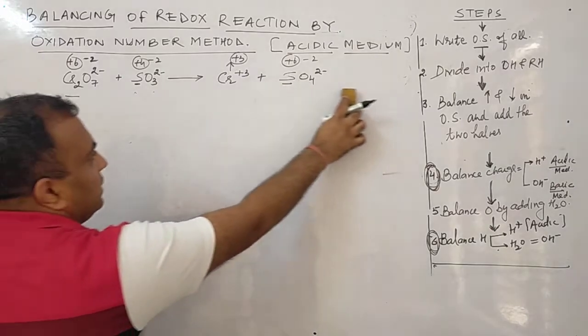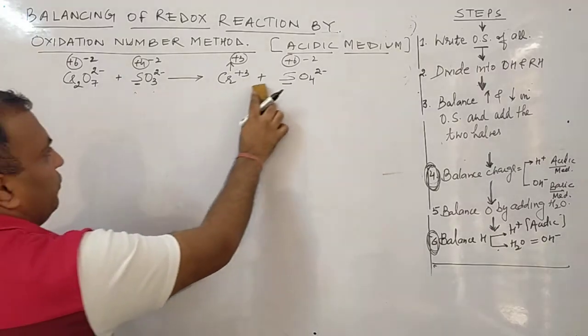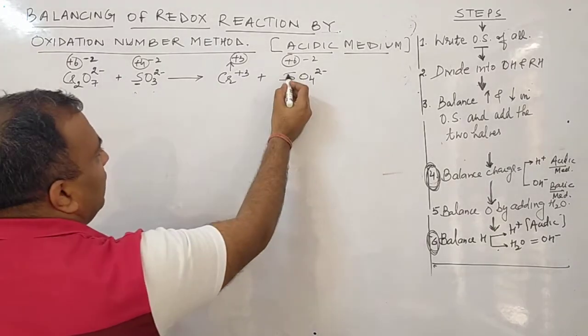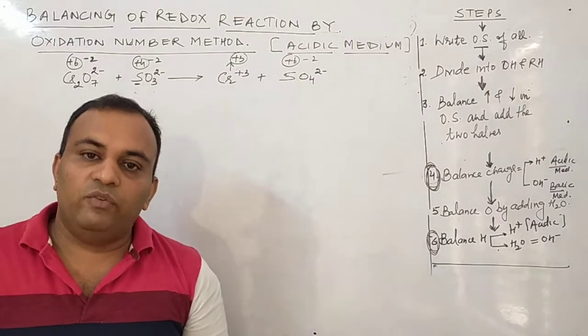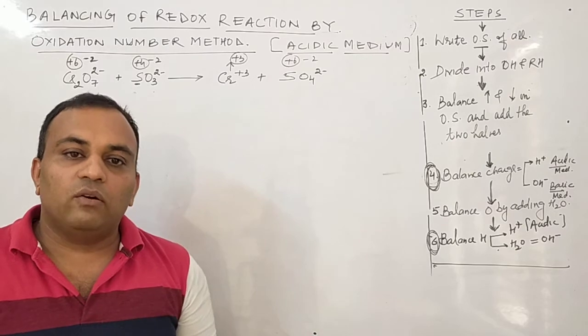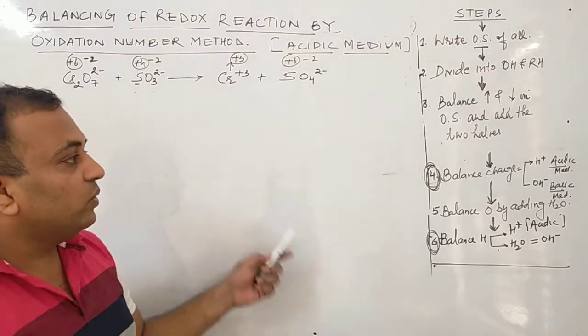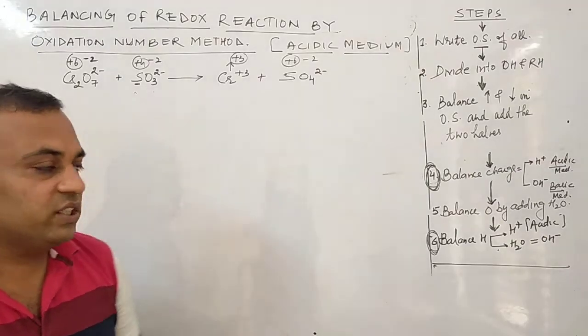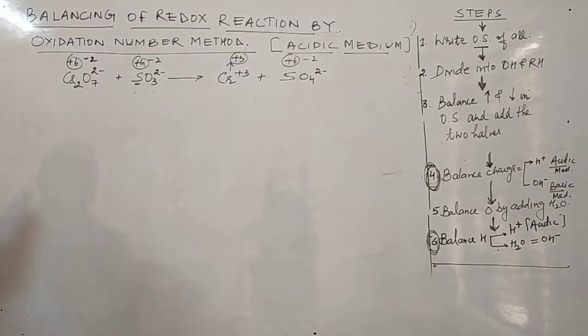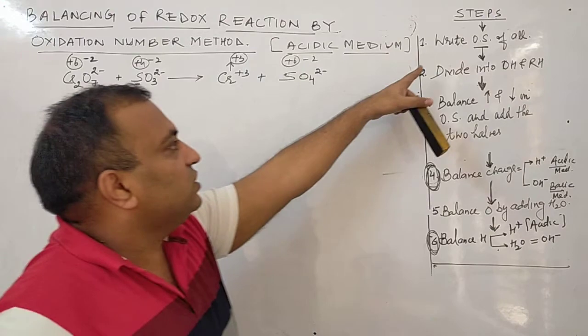So my dear students, I have already written the state of all these elements. And if you found any difficulty, then you can see my previous lecture in which we have discussed in detail how to find out the oxidation state. Because today's lecture is the balancing of redox reaction. और इससे पहले वो आपको जरूर आना चाहिए. Just note now. So step number 1, write oxidation state of all.